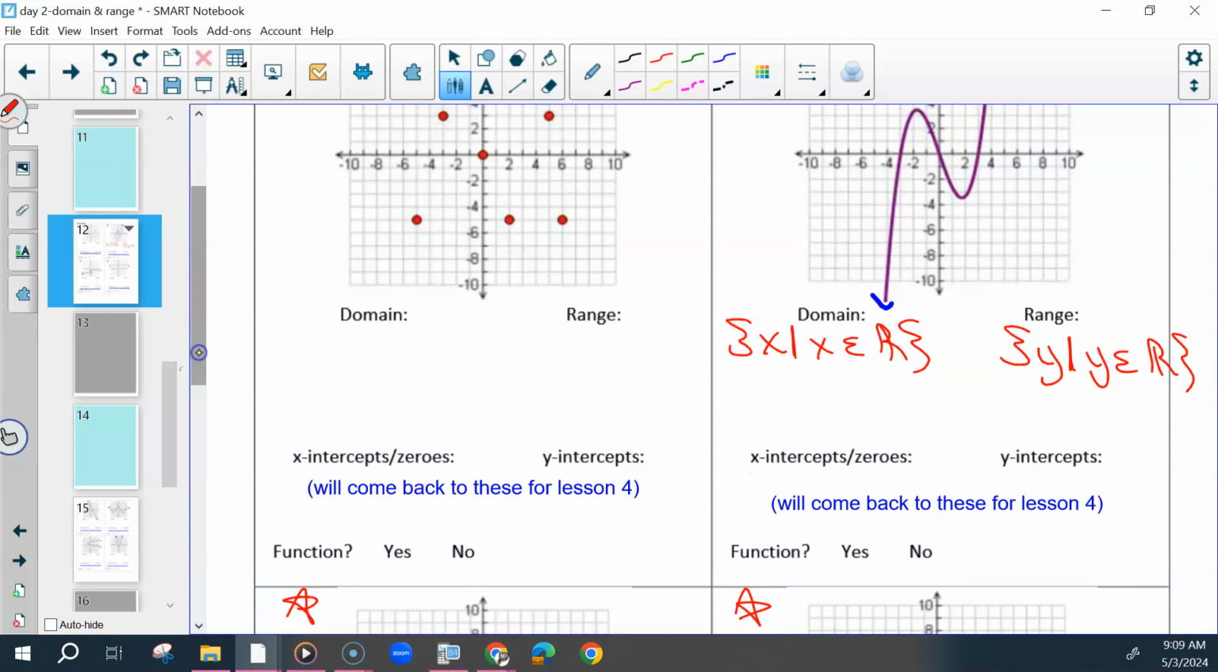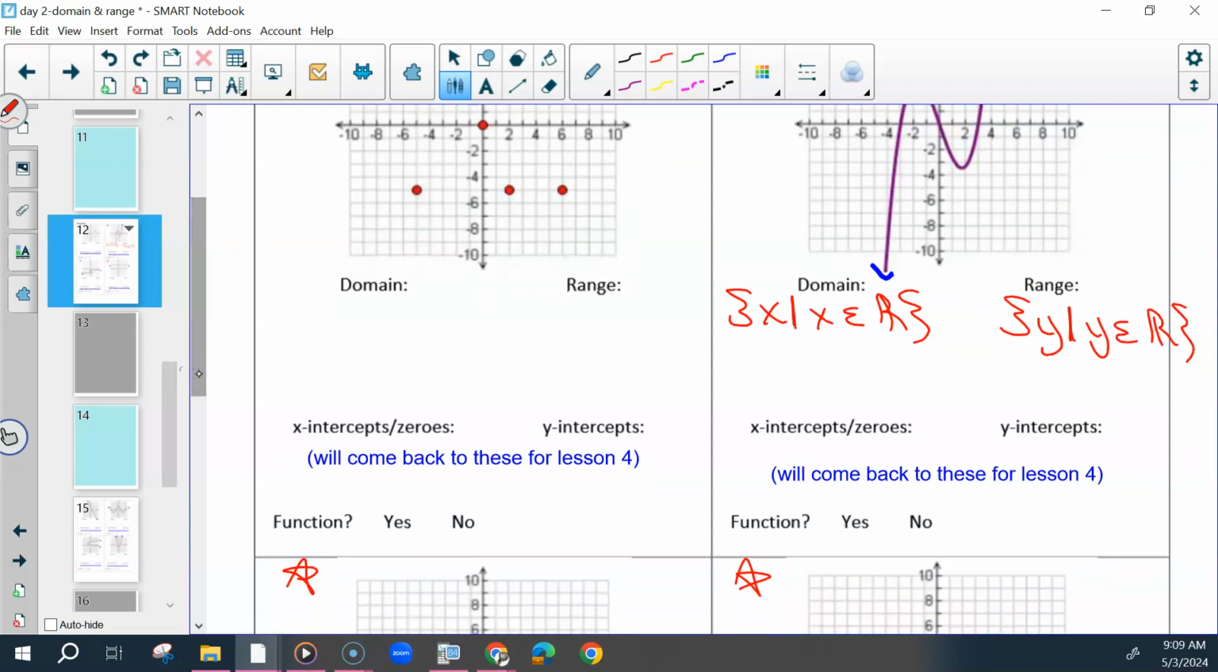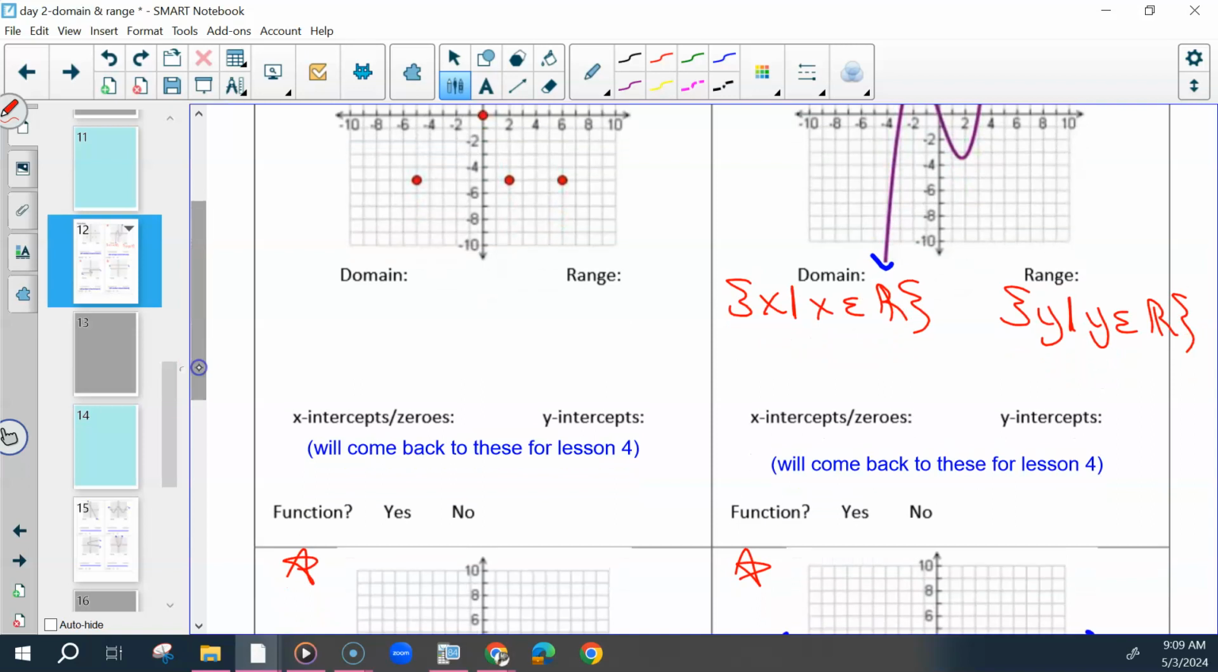X-intercepts. -3, 0, and 3, 0. There's one more. 0, 0. Y-intercept. 0, 0. Is this a function? Yes. Questions on that?